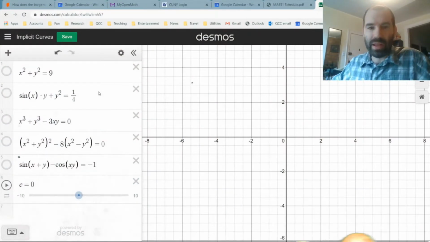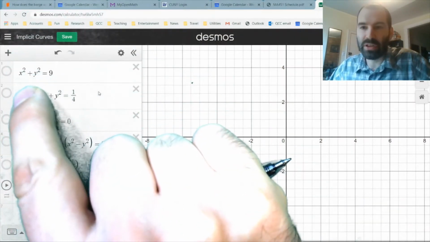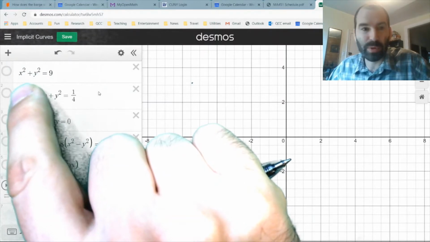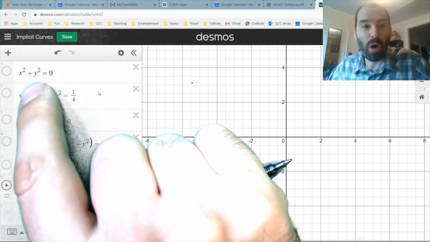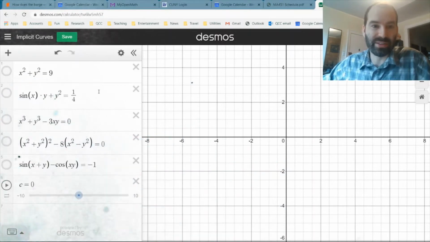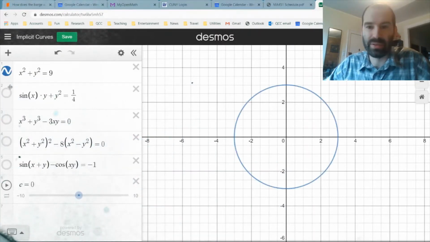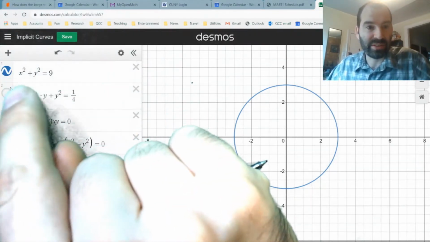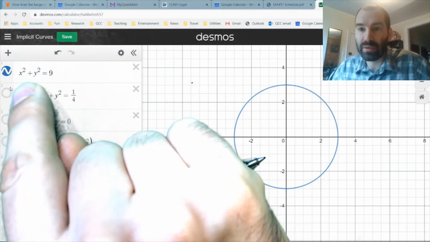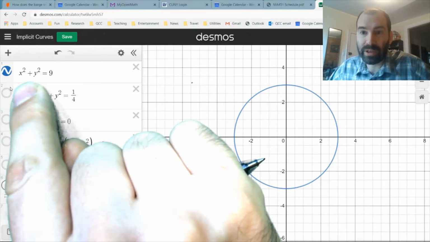All right, so I've got a curve that y'all should recognize: x squared plus y squared equals 9. You know what this represents, right? This is a circle of radius 3, of course. But look at this curve. This is defined without solving for y, without solving for x.